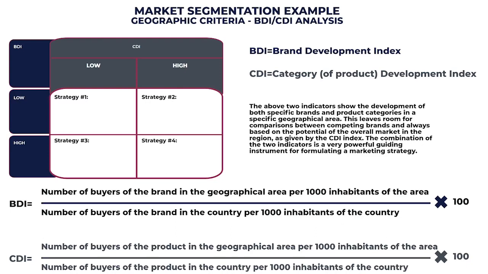Now, let's examine the second case, strategy number two, and this happens when we have a low BDI score but a high CDI score. This means that there is demand for this product, for this category of product in the country and in this area, but it also means that our brand is not very powerful in this area, but other brands are. So there is a problem.